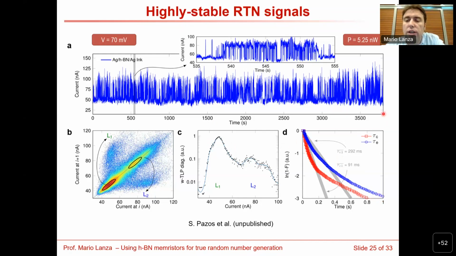So this trace that you see here is the second longest ever reported. The longest is like 1 hour and a half, and this is like 1 hour. The longest is for hafnium oxide, this is for boron nitride. It depends on how you do it. Normally, people show you 10 seconds, 3 seconds, 20 seconds. So this is already quite long if you compare with other studies.